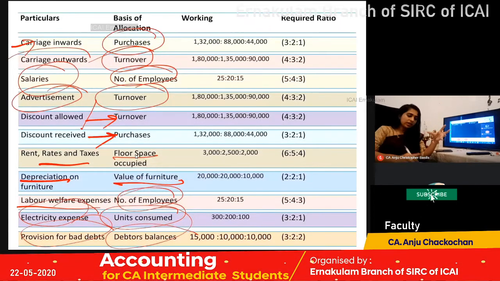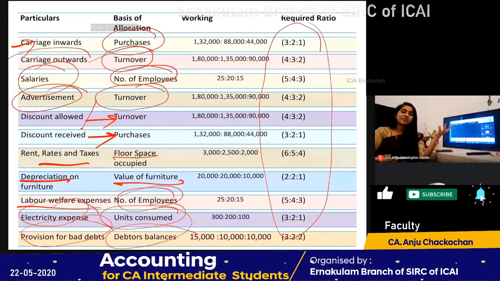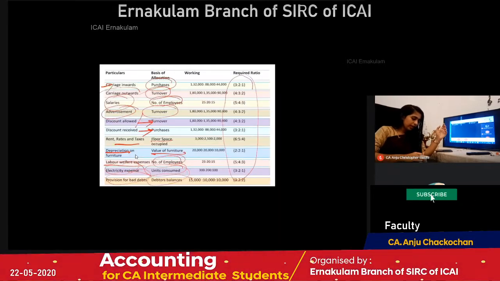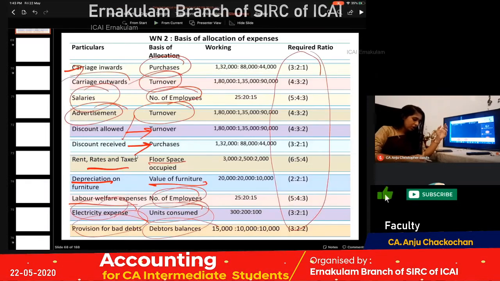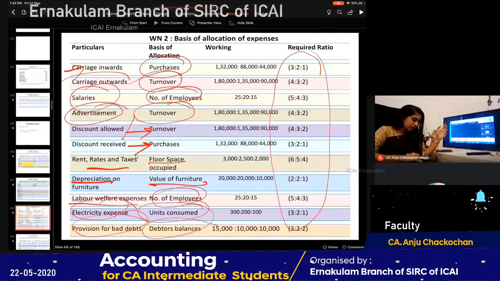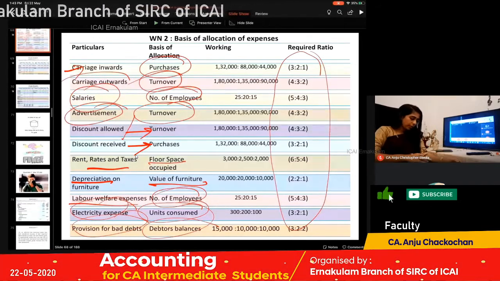Once we get the ratio, the process is very simple. We just have to allocate the different expenses on this ratio. With that we come to the end of Mastani Private Limited, which was our question number 6. And then we move on to question number 7, which was War Private Limited.